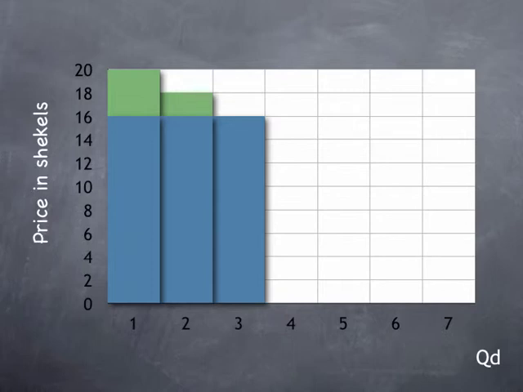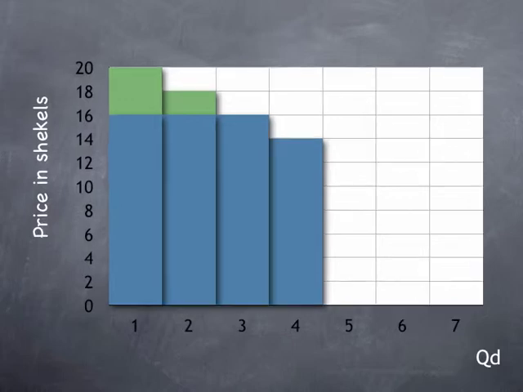A third person who was only prepared to pay 16 shekels would pay exactly the market price. They'd get 16 shekels of utility, and this would match what they pay, so there's no surplus utility. A fourth person prepared to pay 14 shekels would go home empty-handed because they aren't prepared to pay the market price. If we add up all the green areas, this is what we call the consumer surplus, which is the utility received by the buyer but not paid for.